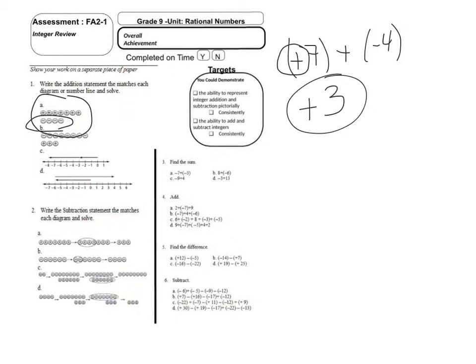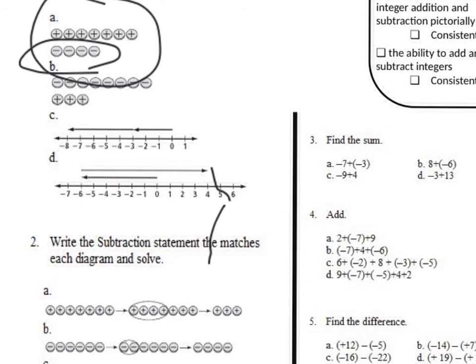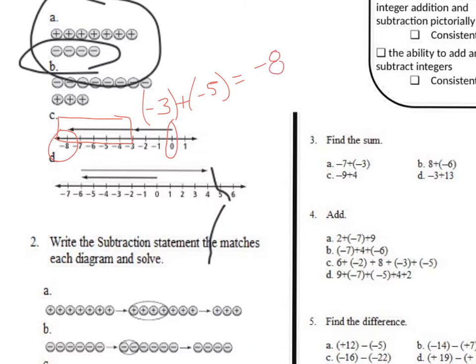For 1C, you always start at 0. I'm going to enlarge just a little bit. So if I look here, you're always starting at 0. And you go to negative 3. And then I'm going to add another 5. But I'm going to the left, so I'm going to add another negative 5. And my answer is negative 8. So I'm going to erase some of this and I'm going to make it a little bit smaller so we can see it.